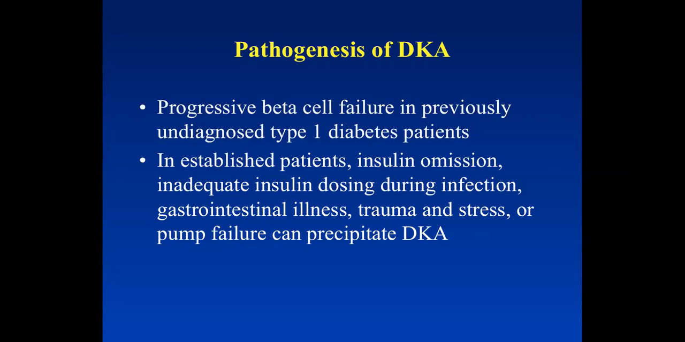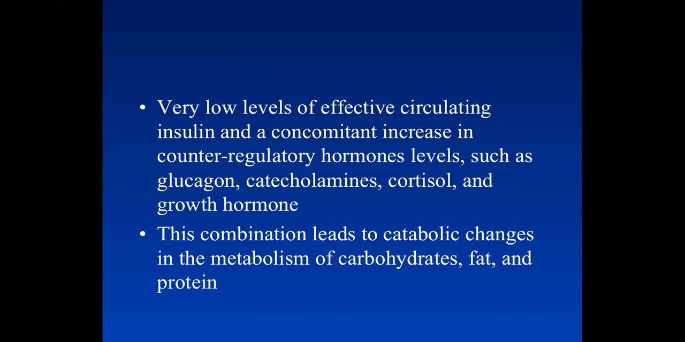In patients who are already diagnosed with diabetes, if they omit their insulin dose, or if they are not taking adequate insulin doses, or maybe during a superadded infection or any other illness like gastrointestinal illness, trauma or stress, or treatment failure, their demand for insulin is higher, their stress level is higher, so they can precipitate diabetic ketoacidosis.